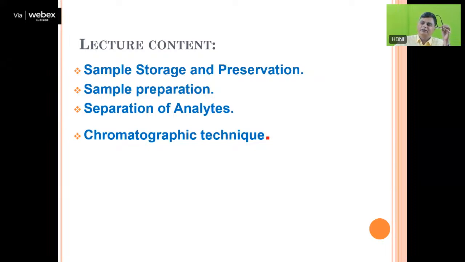And then, see, there are many techniques where you need a separation of the analyte, because it is not always possible that all the analysis will be done at a time. So what separation techniques are there? We will see during these lectures how to do the separation of the analyte. And in the separation of the analyte, today we are going to learn about the chromatographic techniques.